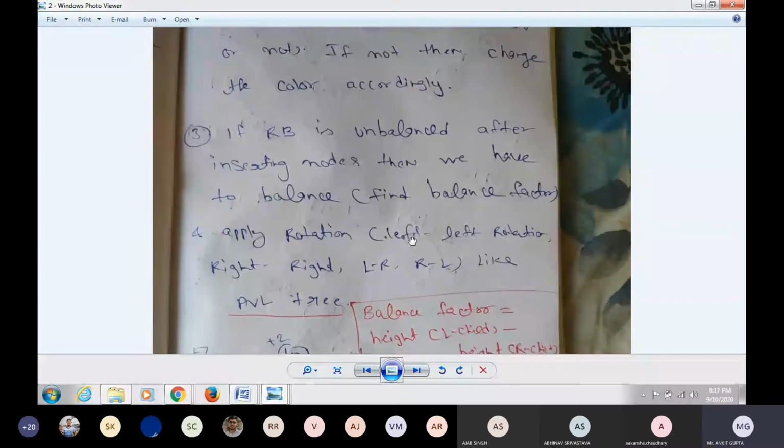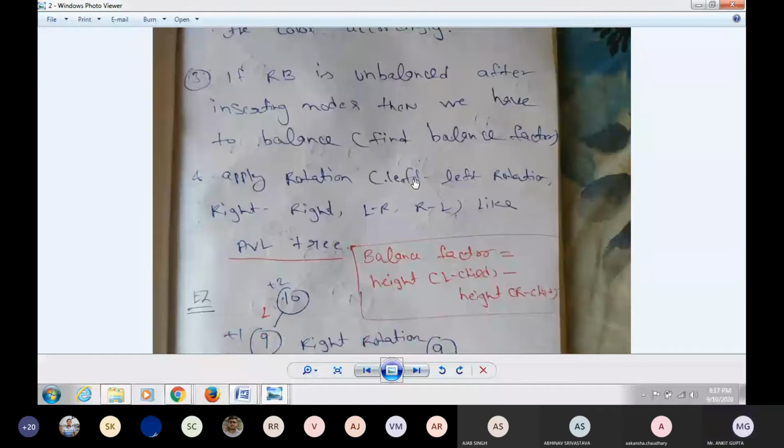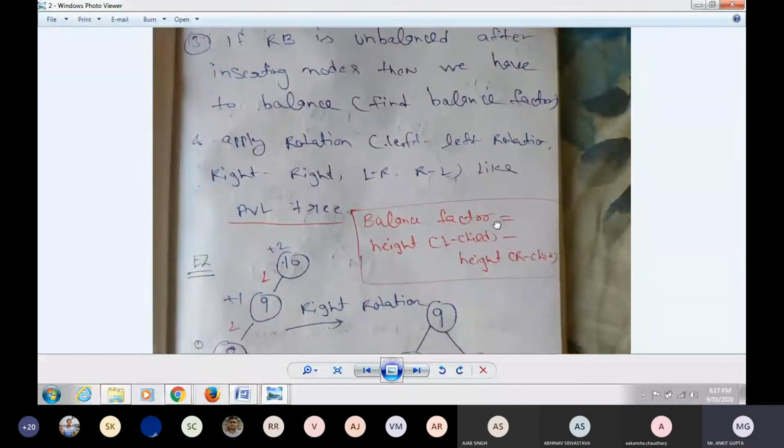Okay. How can you find the balance factor? You know that it has been covered in the AVL tree. You know already how we calculate the balance factor. I have to find the height of the left subtree, the left child, minus the height of the right subtree. It is called the balance factor. Balance factor is height of left subtree minus height of right subtree. So I can find the balance factor from here.